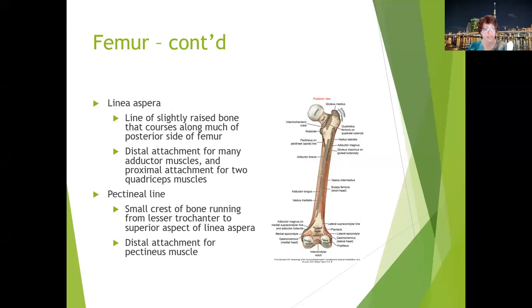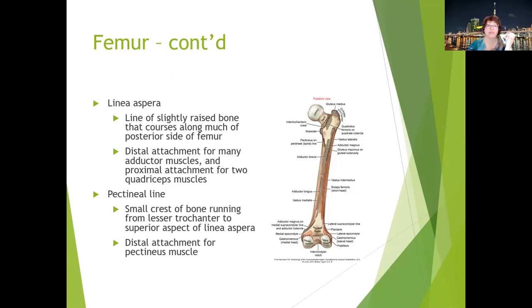The linea aspera is a line of slightly raised bone that courses along the posterior side of the femur. It is the distal attachment for many of the adductor muscles and the proximal attachment for the vastus lateralis and vastus medialis, which are two of the quadricep muscles. So the linea aspera cannot be palpated because there's lots of muscle on top of it. It's deep to the hamstrings.